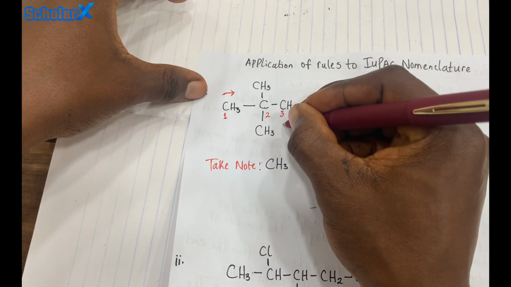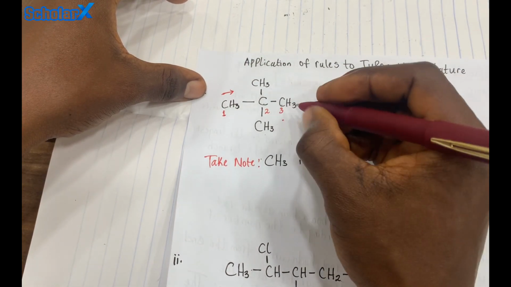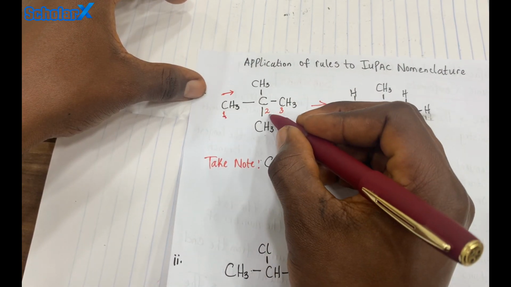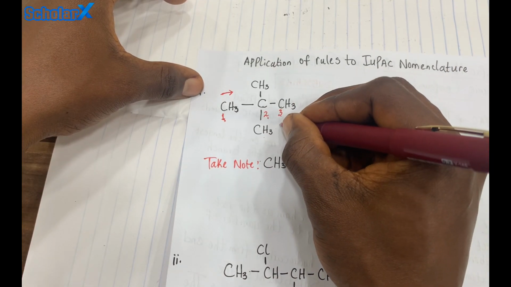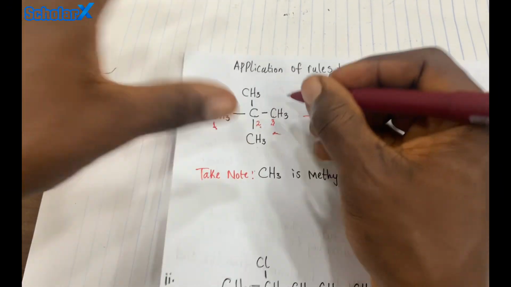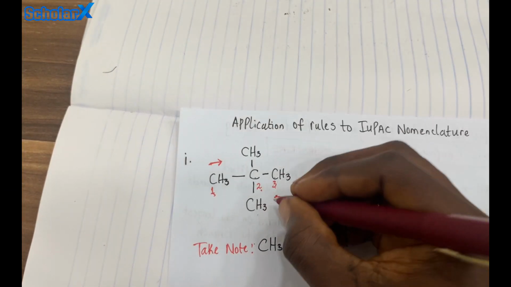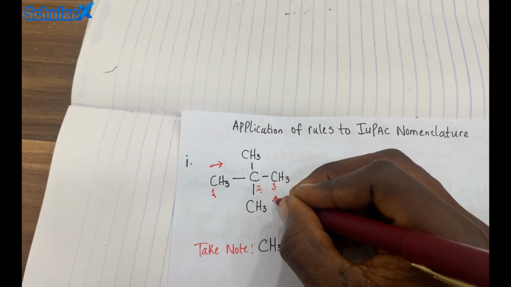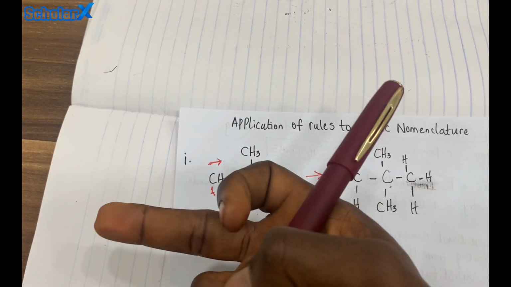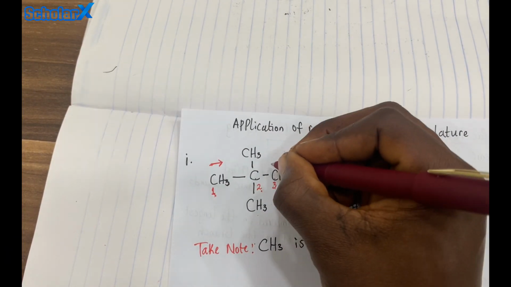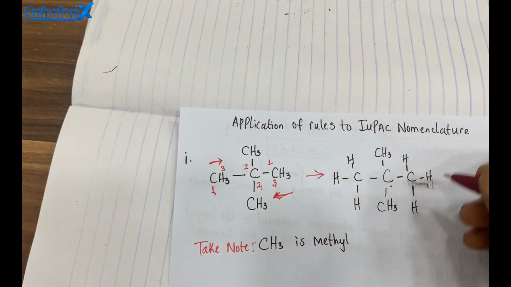Also, if I decide to move right, this is going to be my first carbon, this is going to be my second carbon, this is going to be my third carbon. But if I decide to move left, taking my direction left like this, this is going to be my first carbon, this is going to be my second carbon, and then this is going to be my third carbon.